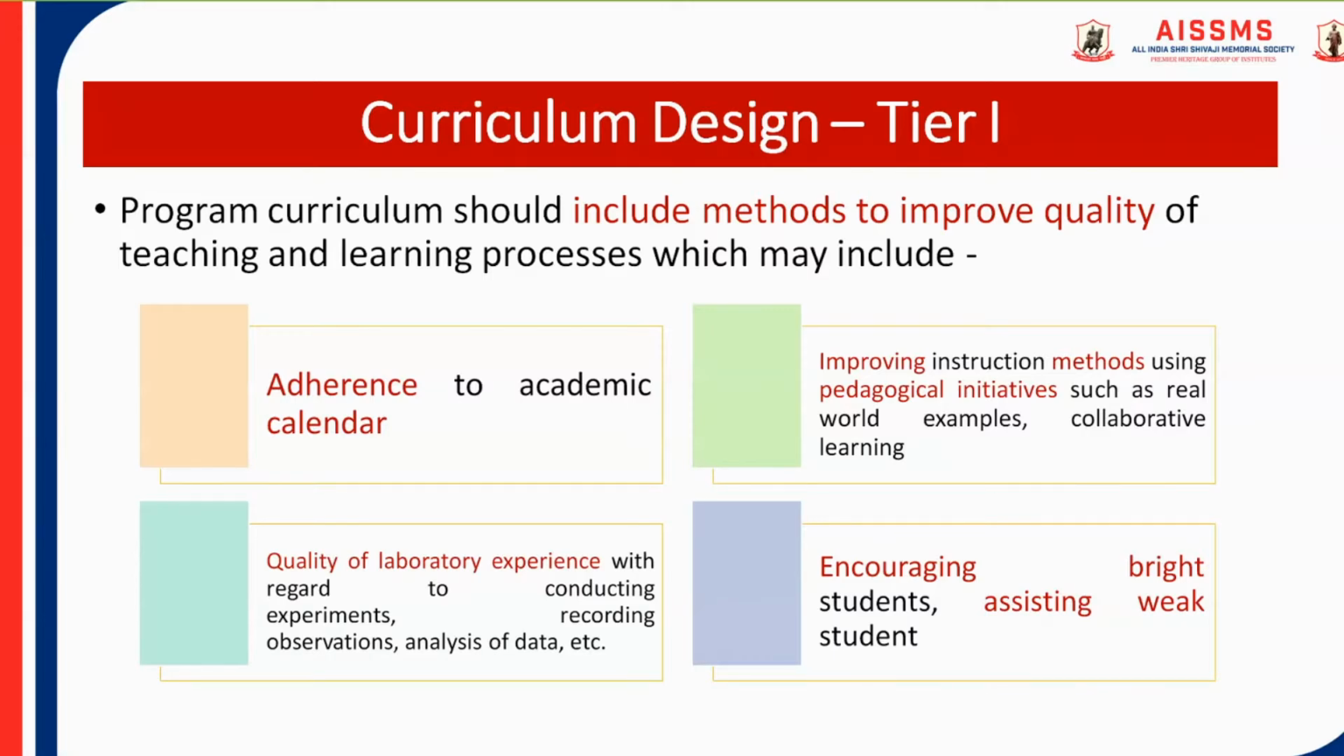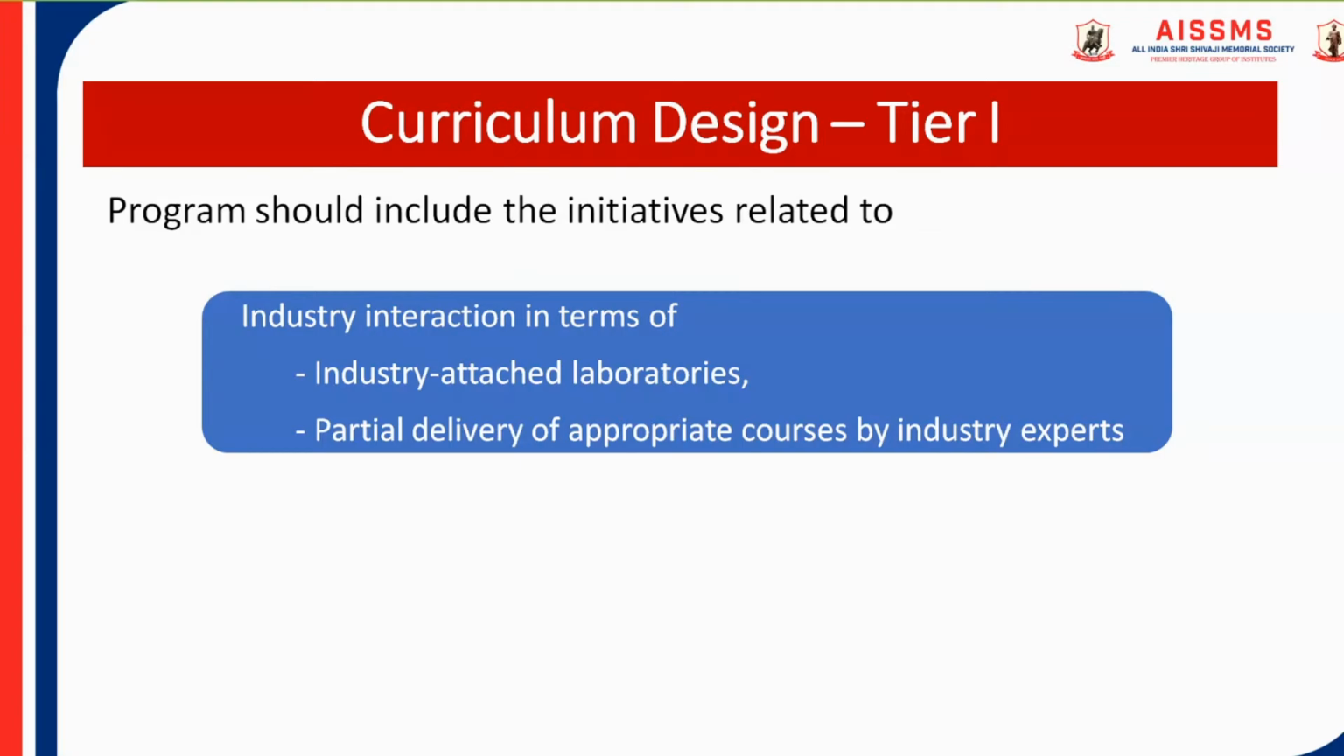Then the program should include the initiatives related to, now it is possible only in the tier 1, industry interaction in terms of industry attached laboratories, partial delivery of appropriate courses by industry experts. As I said, since the tier 1 institutions have flexibility in their academy, they can have a structure whereby they can have some 6 months internship programs where they are attached with certain industries. They can also have the other way around, that the industries may be having some attached laboratories in their institutions, or they may be having certain ties with industry experts, where the industry experts may be coming and taking certain lectures.